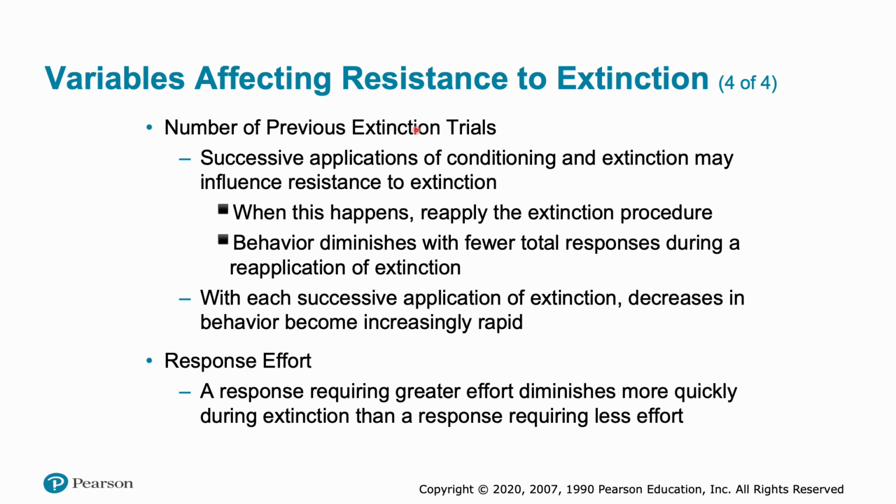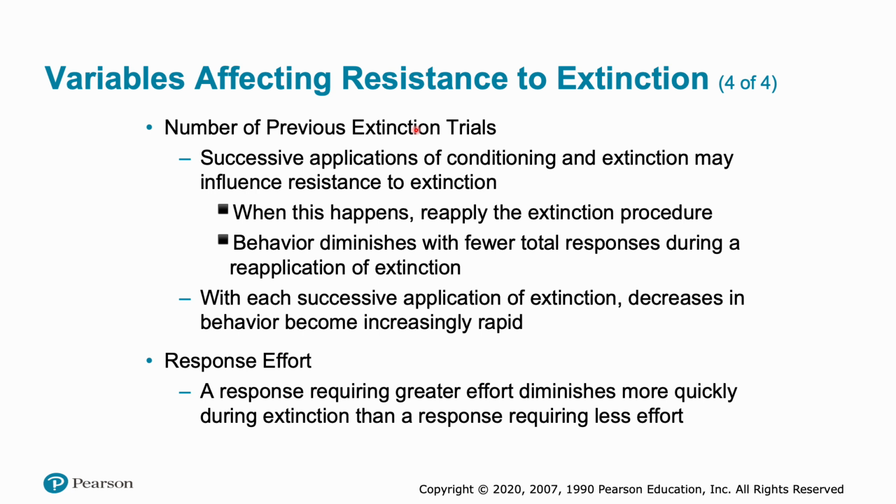So basically, this next variable that's going to affect the resistance to extinction tells us that when we have implemented extinction already once before, and we have a behavior that begins occurring again, whether it be because the behavior came back through spontaneous recovery, or whether it be because we reverted back to baseline, whatever the reasoning might be. Once a behavior has been placed on extinction once, any successive application of extinction will lead to less resistance to extinction, meaning the behavior is going to decrease more rapidly the next time that you apply extinction. Okay, so you're not going to have as much resistance to extinction as the first time that you applied the extinction procedure.